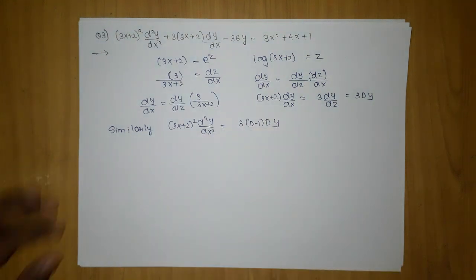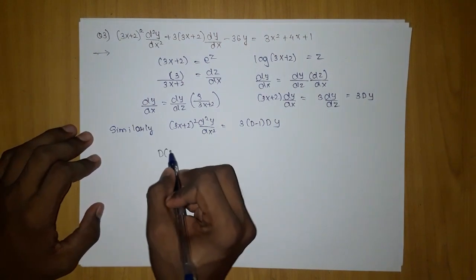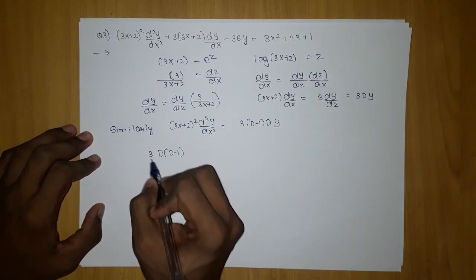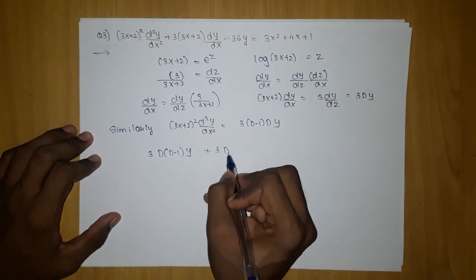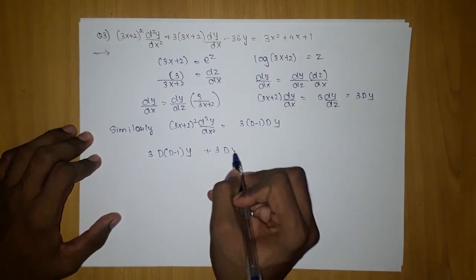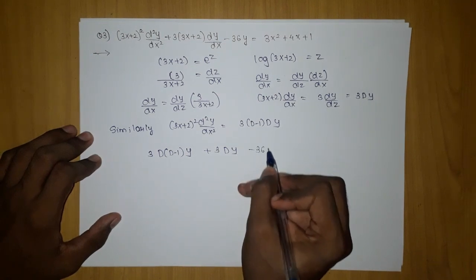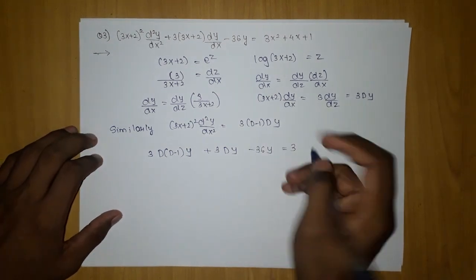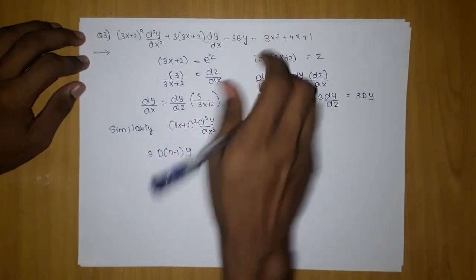So if I substitute the given things in the differential equation, the Legendre differential equation, it becomes 3 square into D into (D minus 1) into y firstly, then 3 into 3 D y. Agree? And after this minus 36y equal to 3 into x. Instead of x, what we are going to substitute?